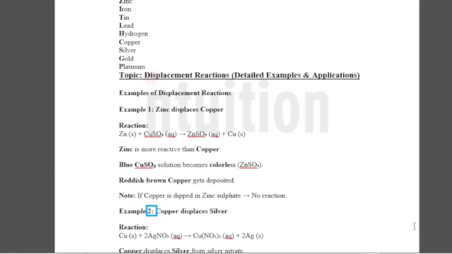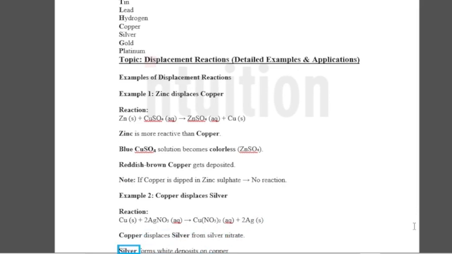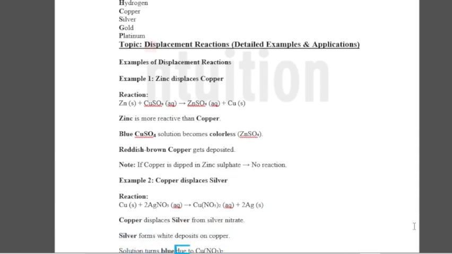Example 2: copper displaces silver. Cu + 2AgNO3 → Cu(NO3)2 + 2Ag. Copper displaces silver from silver nitrate. Silver forms white deposits on copper. The solution turns blue due to Cu(NO3)2.